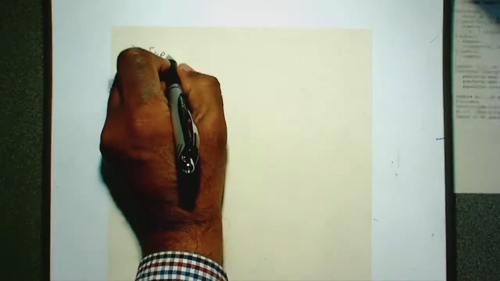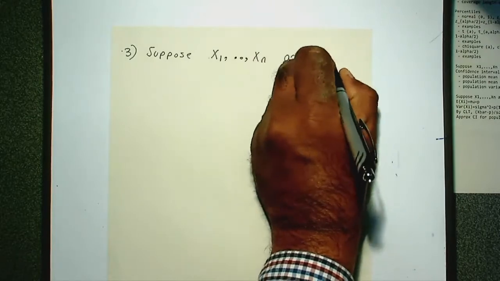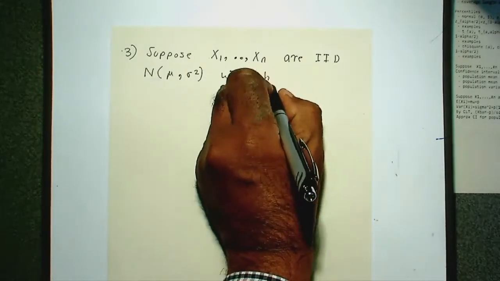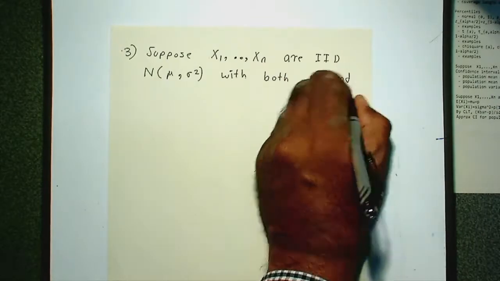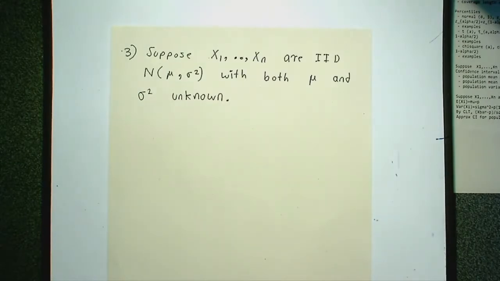All right, guys. Now the next thing, so that's number two. Number three is the following. Suppose x1... So it's the same as number two, that you have a random sample from a normal with both the population mean and the population variance unknown. And in this case, we want to find the confidence interval for sigma squared, not mu.